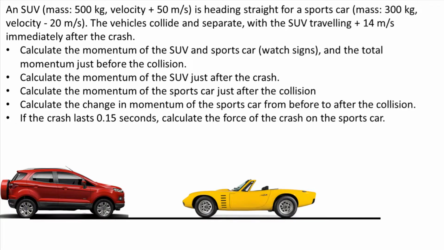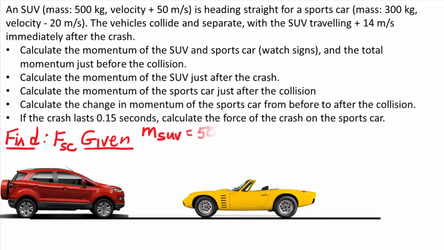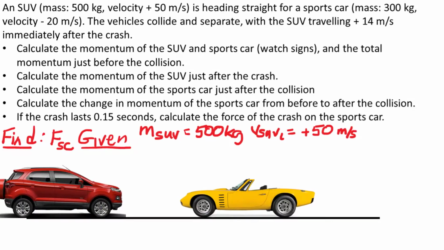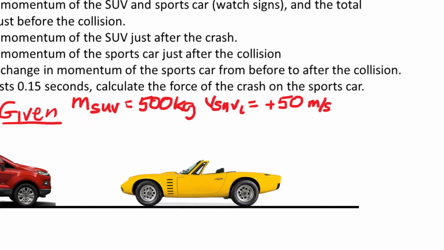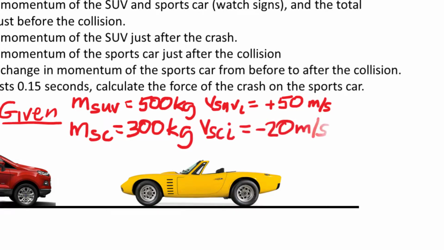So I'm going to roll this into just looking at our last item here. I'm going to find the force on the sports car. You'll see that the other calculations come out of that. What am I given? I'm given the mass of the SUV of 500 kilograms. The initial velocity of the SUV is 50 meters per second, positive to the right. We're given the mass of the sports car, 300 kilograms, and the initial velocity of the sports car, minus 20 meters per second.